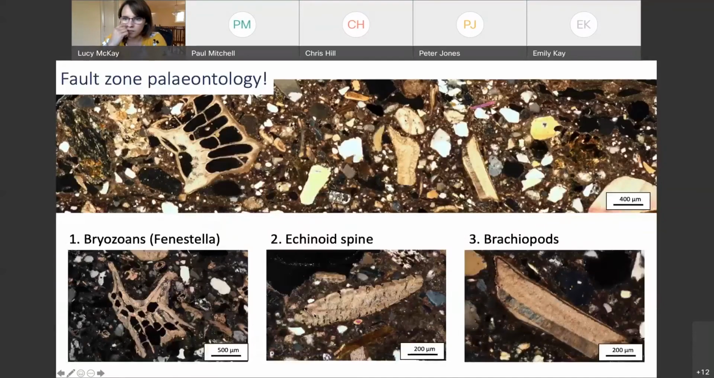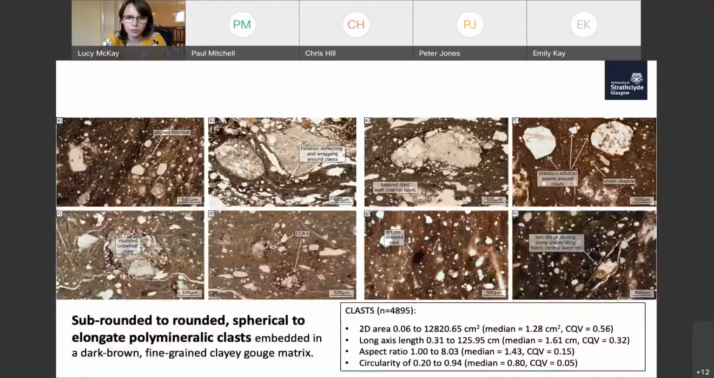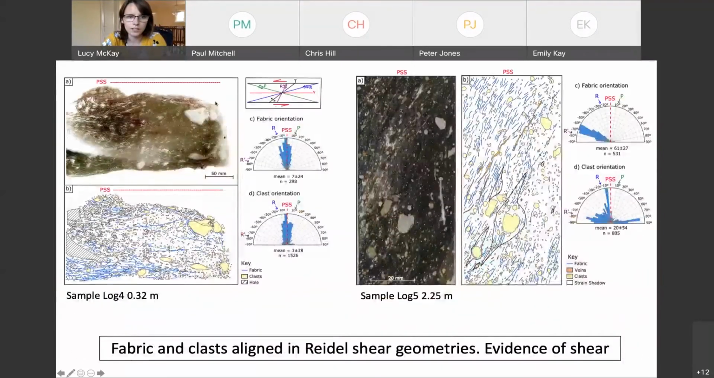And one of the main surprises, I suppose, was that within this blue gouge there were some marine microfossils, only found in a very localised section. So if I just go back to the previous slide, in this left image, there's only a very, very small circle.